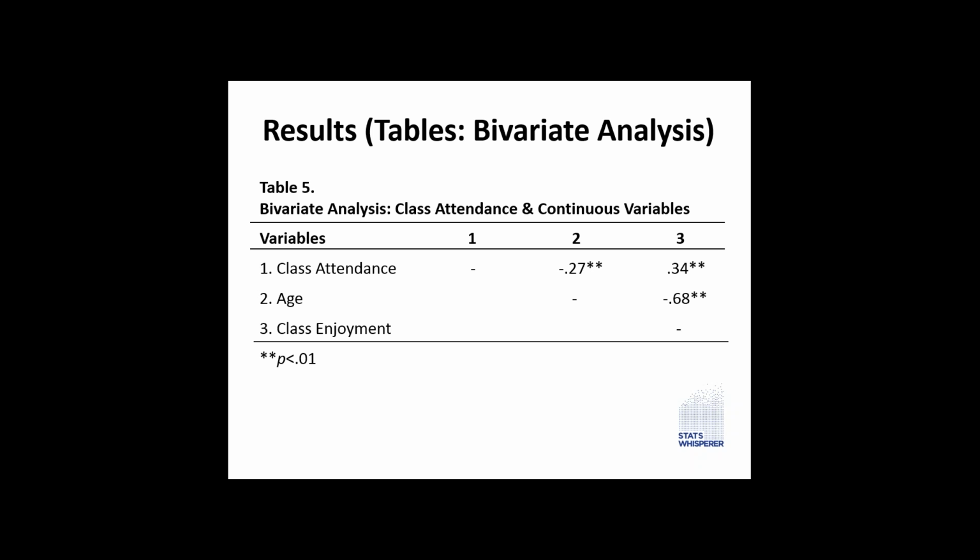Now we see that number 2, the 27 is negative, which means as class attendance goes, well, specifically as class enjoyment goes up, class attendance goes down, or pardon me, as age, right, just testing you now, you should be able to correct me at this point, 2, right, 2. As age goes up, up, up, up, the negative means class attendance goes down, down, down, right? Now 3, where there's no minus and it's positive, that means as class enjoyment goes up, up, up, class attendance also goes up, up, up.